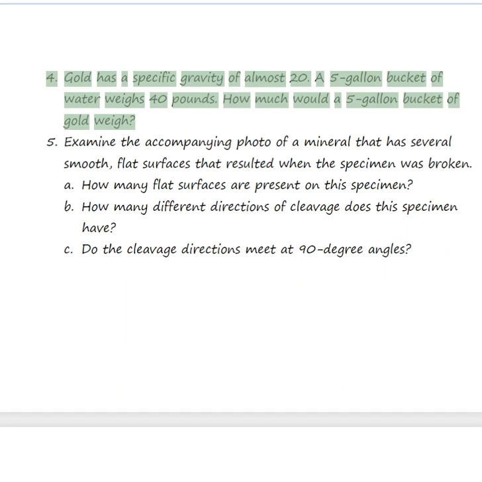4. Gold has a specific gravity of almost 20. A 5-gallon bucket of water weighs 40 pounds. How much would a 5-gallon bucket of gold weigh?